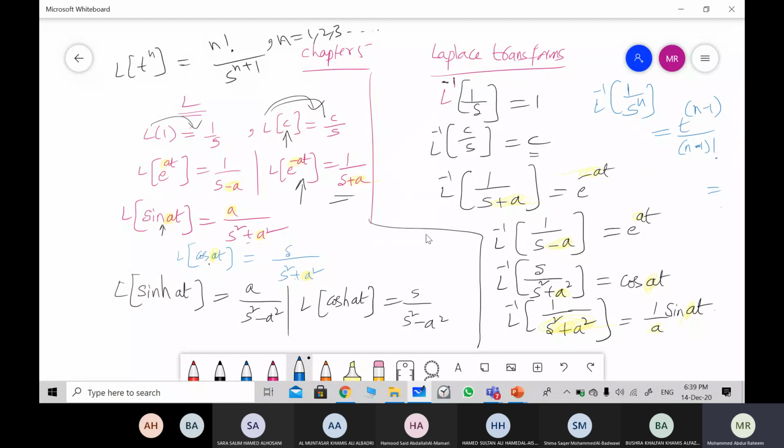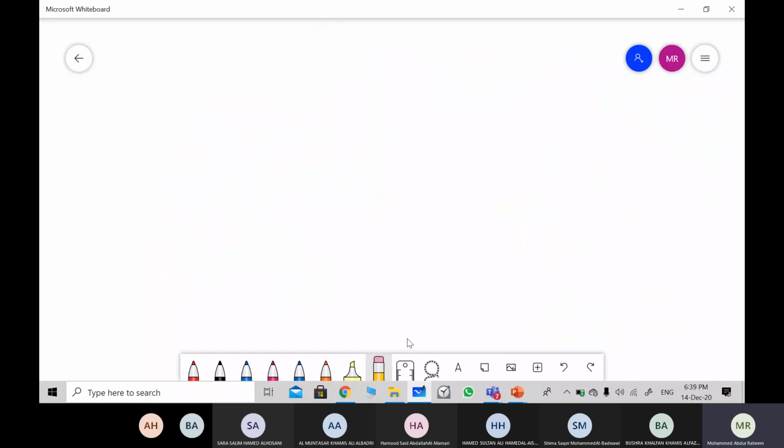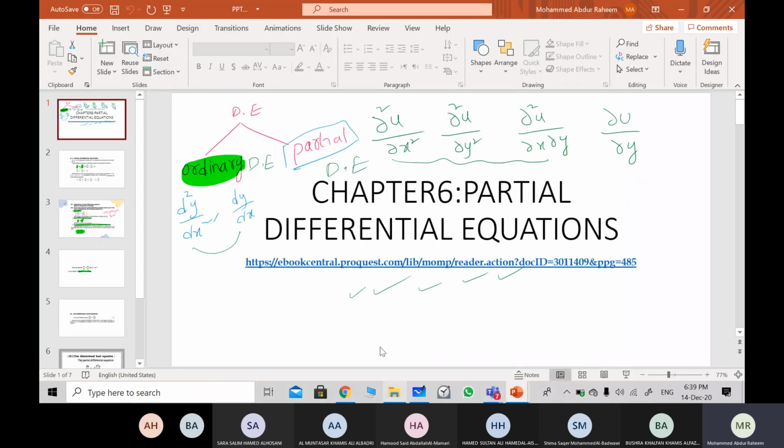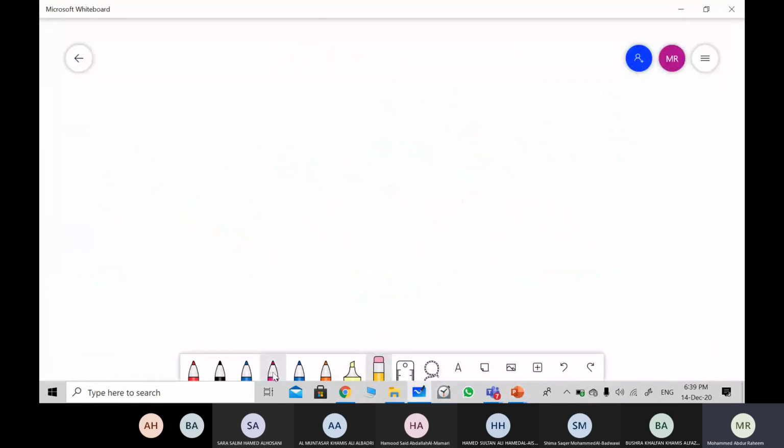These rules you should keep in mind first. When you keep these rules in mind, things will be easy. The next slide will be for review, with the formulas and rules. First the shifting theorem: L of e power at f(t), and L of t power n f(t). This is multiplication by t, these two rules.